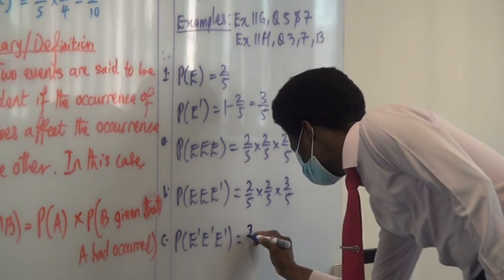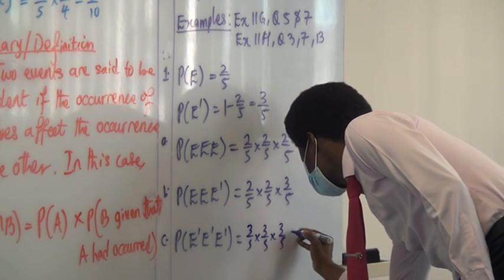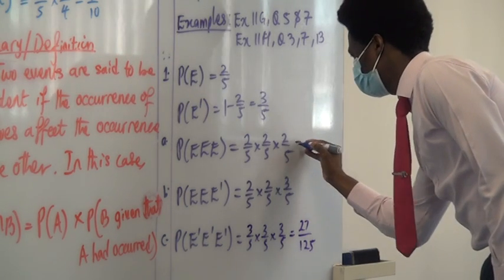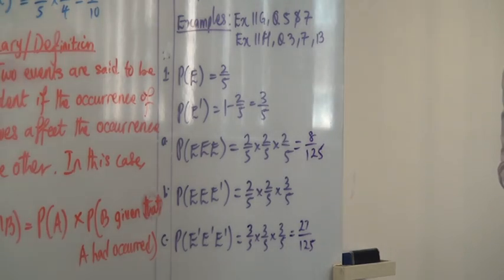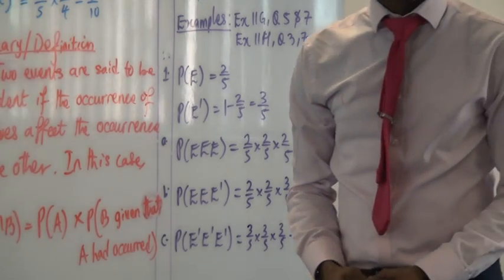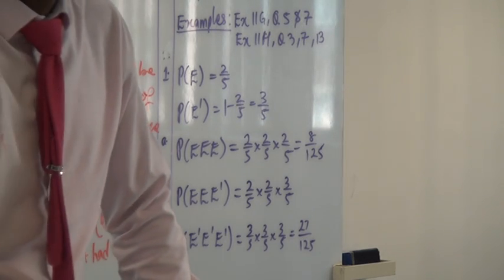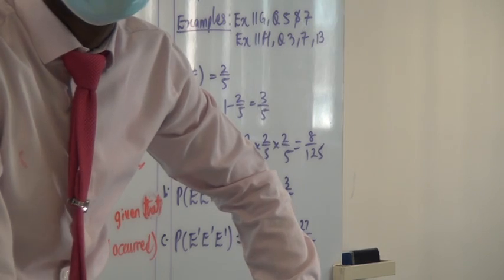That would be 3 over 5. 3 over 5, right? Yes. That would have been 27 over 125, isn't it? This was 8 over 125. So do not use complementary events and say, oh, on no occasion is 1 minus on all occasions, because there are other sub-occasions in between.